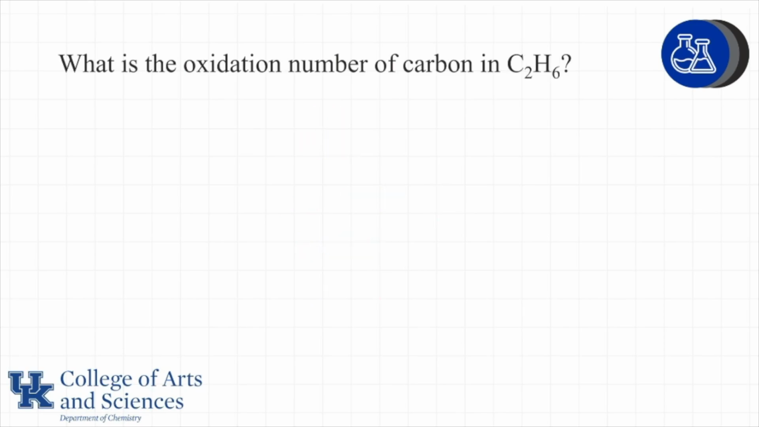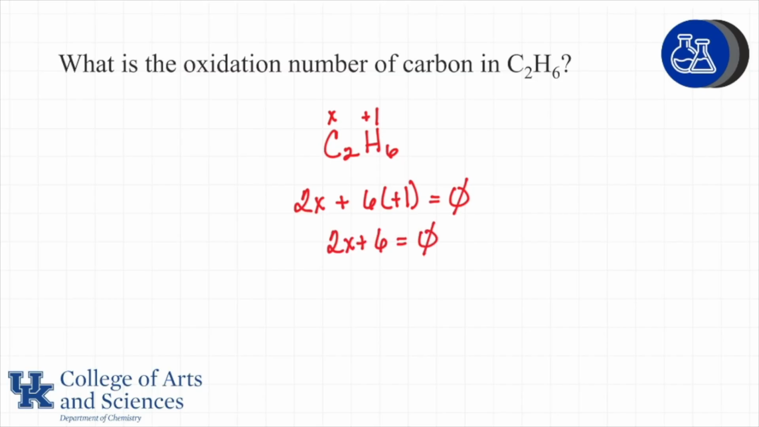What is the oxidation number of carbon in C2H6? Again, no rule for carbon. We label it as X. Each hydrogen has a +1. 2x, because there are 2 carbons, plus 6 times +1 equals 0. 2x plus 6 equals 0, so 2x equals -6. Therefore, x equals -3. The oxidation number of carbon is -3.